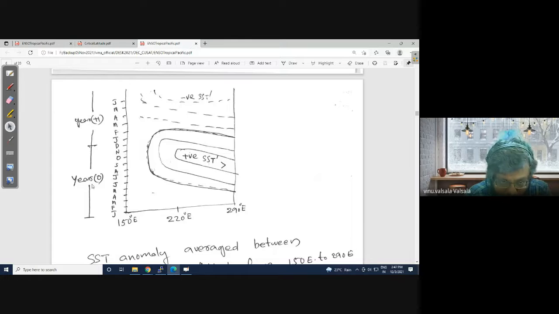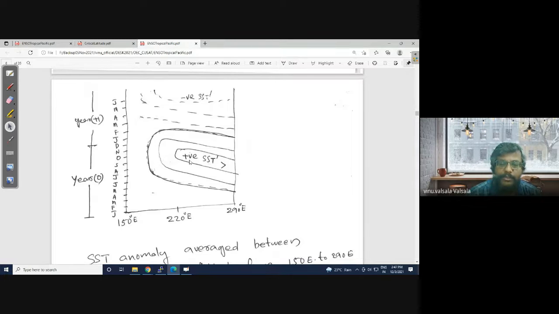So year 0 is the El Nino year, year +1 is the year after the El Nino year. Here is the typical canonical El Nino Hovmöller diagram of SST anomaly. This gives you an impression of a kind of westward propagating wave, but it's actually not that. So I think you are understanding my point, right?